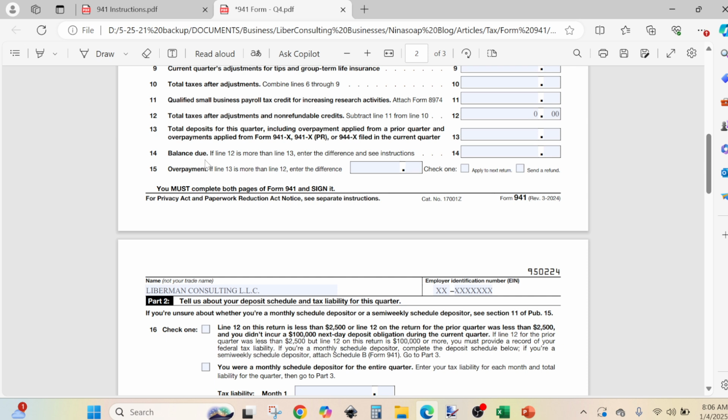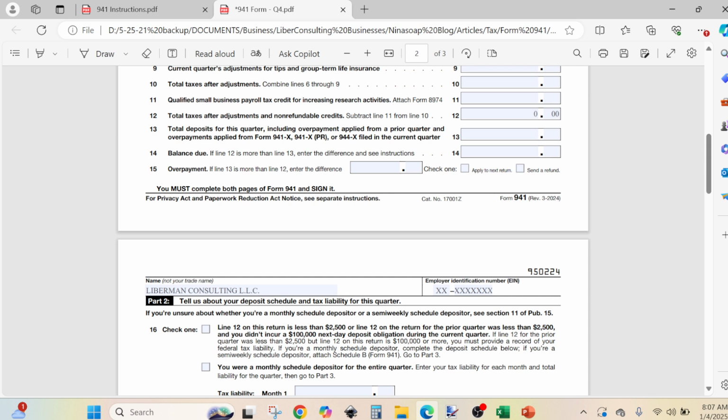Line 14, balance due, which is line 12 minus line 13, and in this instance it's going to be 0, therefore you do not owe anything. And line 15, overpayment, you didn't overpay either, meaning line 13, total deposit, is 0 as well. So no balance due, no overpayment, therefore you leave line 14 and line 15 blank.